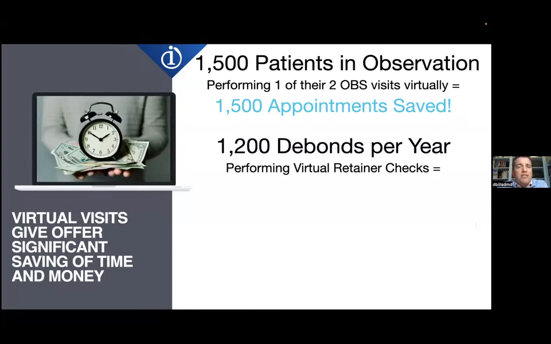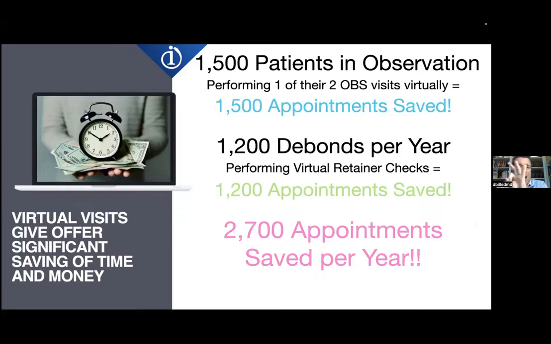Perform virtual retainer checks. We only used to do 1 retainer check. I know people that are still doing 2, 3, 4 retainer checks. That's a conversation for another day. But if you're doing that, you could save even more. But for us, 1,200 debonds a year would equal 1,200 retainer checks. We're performing these virtually now, so we're saving 1,200 appointments every single year. So put those together. That's just obs and retainers. We're saving 2,700 appointments every single year.